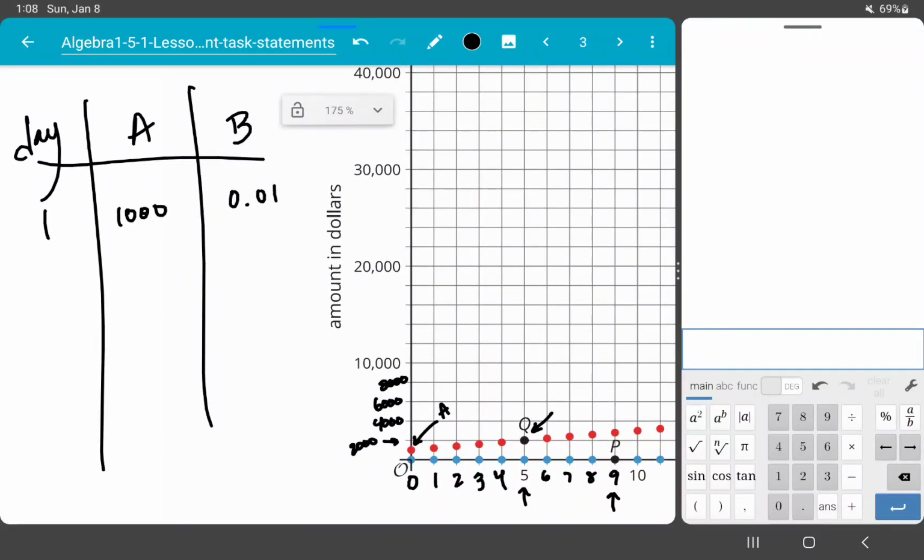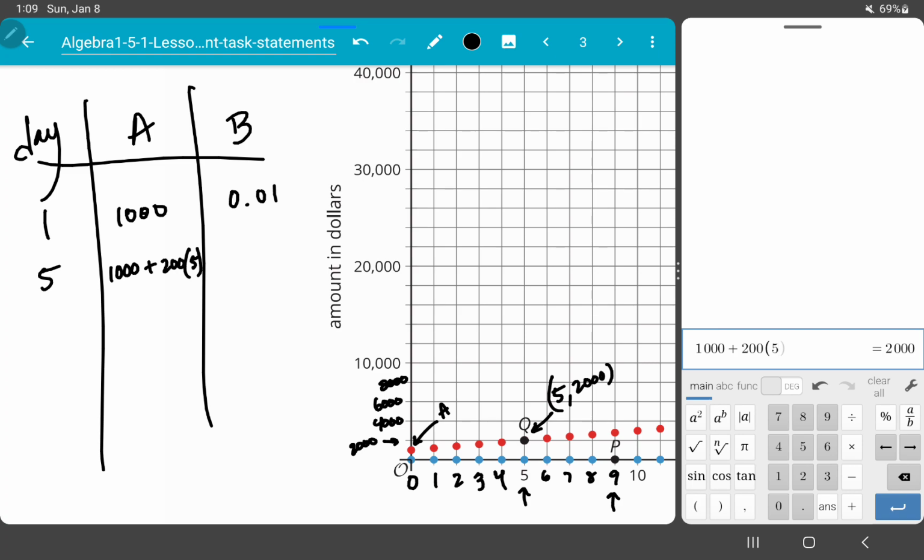So let's say, for point Q, we're on day 5. And since point Q is on the graph of A, this is going to be 1,000 plus $200 a day for 5 days. So we'll do 1,000 plus $200 a day for 5 days, and that was exactly 2,000. Okay, so we're good with that point being 5, 2,000.